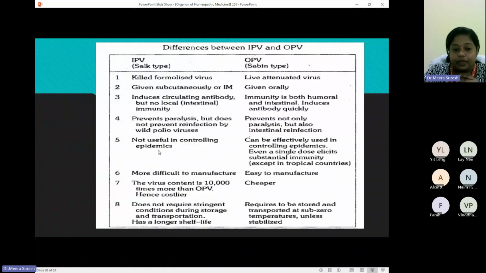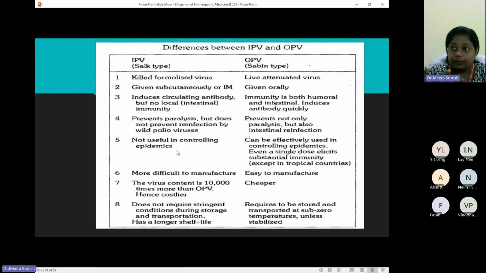But this IPV is not useful in controlling epidemics. And now you can ask, what is the reason? Because as I told you, in case of IPV, because there is no local immunity, this child will be excreting that virus via the feces, which is a community threat. So that can result in an epidemic.